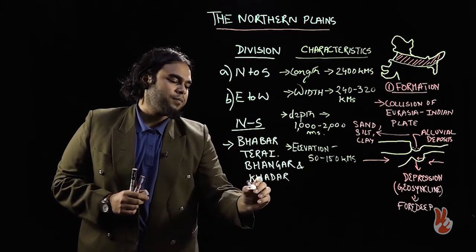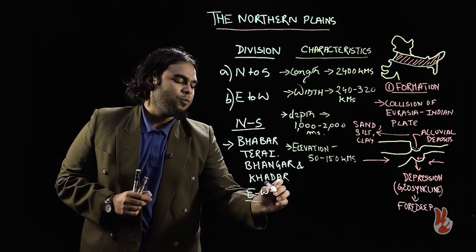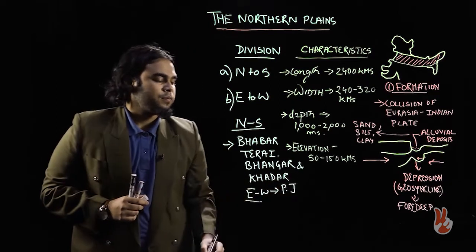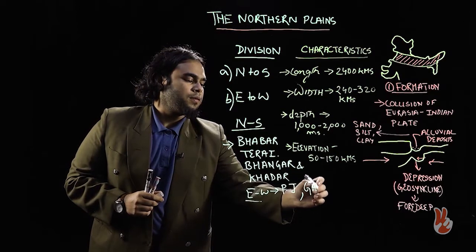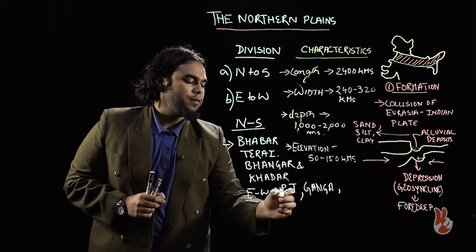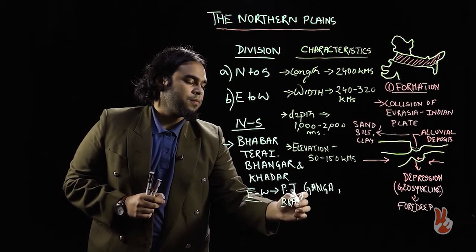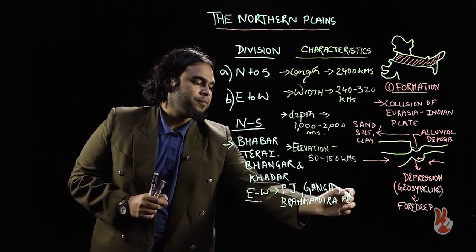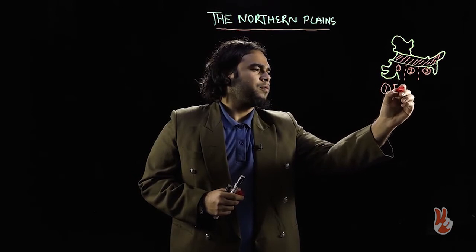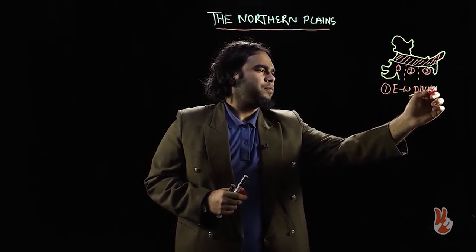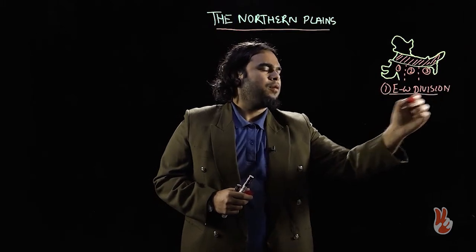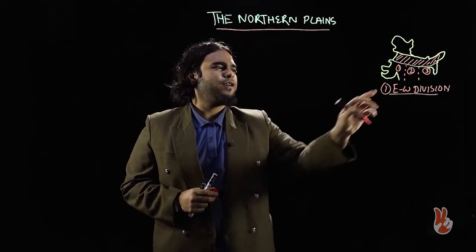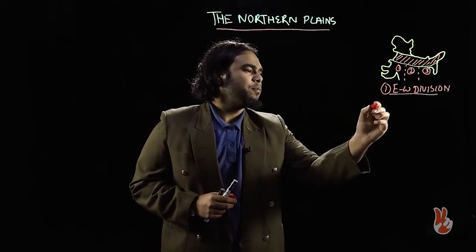And from east to west, we will have Punjab Plains, Ganga Plains and Brahmaputra Plains. Now, we will deal with your east to west division. Based on the east to west division of the northern plains, first, as you can see here, marked 1 is your Punjab Plains.